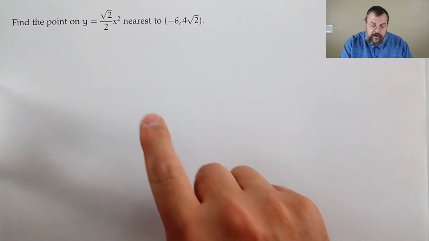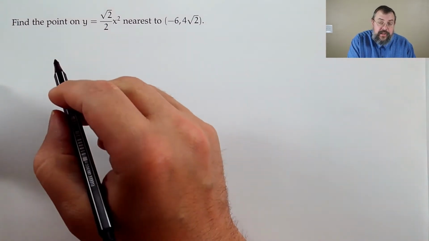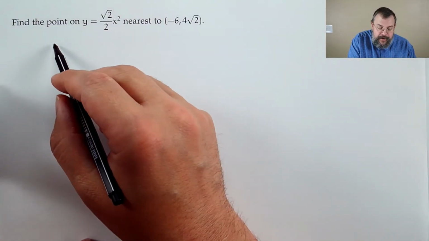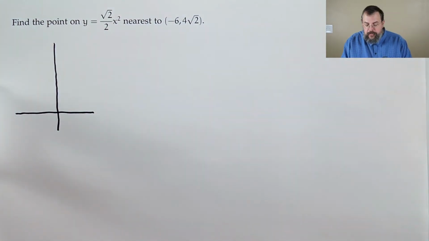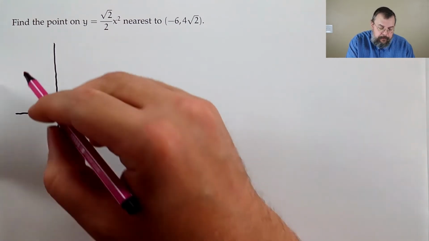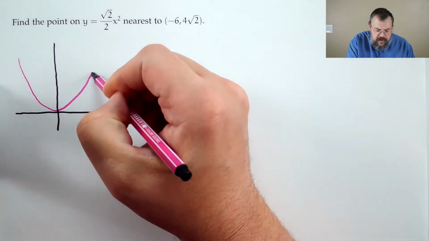We have a curve. Now this curve, if you didn't see the root 2 over 2, you'd say, hey, that's a parabola. Well, what happens when you add the root 2 over 2? The answer is, it's still a parabola, but it just scales it vertically. So we have this parabola opening upward. It's being squashed a little bit, but not terribly so.